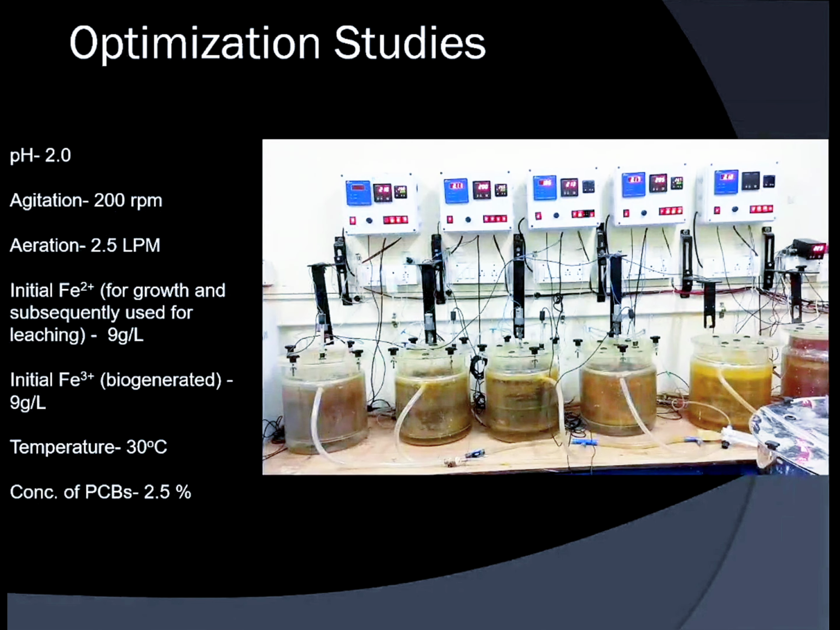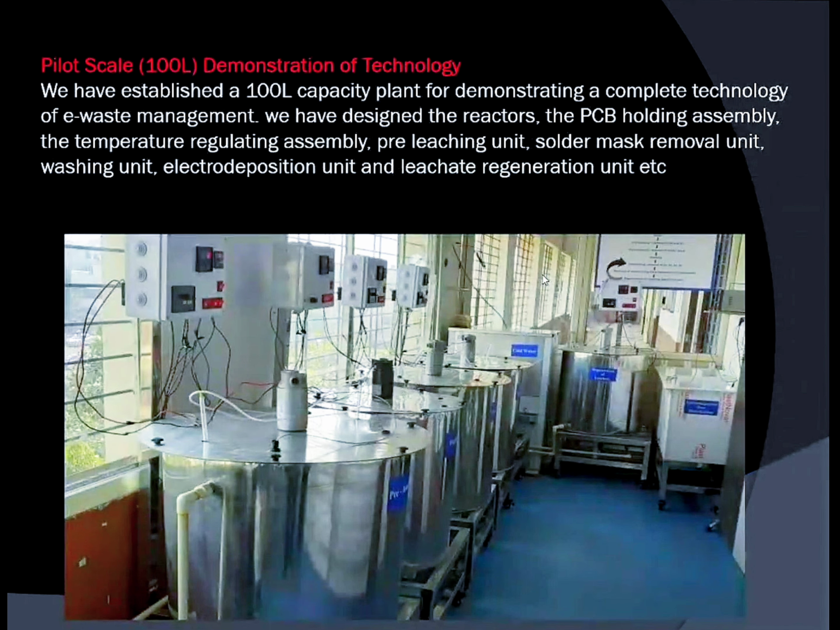The optimization: see, these are the 10-liter scale studies. All these flasks are water-jacketed reactors, and the temperature can be automatically adjusted. There is a robotic motor as well here, and these are the optimized parameters for the process. On the basis of these optimization studies, these are the 100-liter scale demonstrations. So in our campus, in our department, we have these 100-liter scale reactors ready for complete technology demonstration at 100-liter scale.